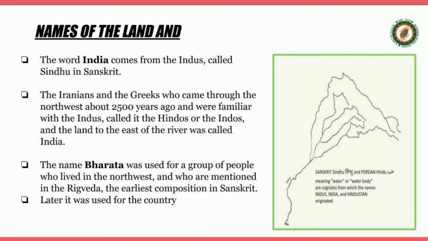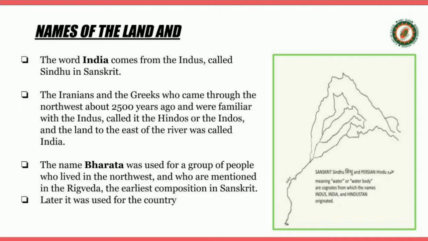So from where did the name of our country, India and Bharata, come from? Our country is called by the two names India and Bharata. The word India comes from the word Indus, called Sindhu in Sanskrit. Indus is a river that is mentioned in the picture, Indus and its 5 tributaries, the first civilization established in the Indian subcontinent on the bank of these rivers.